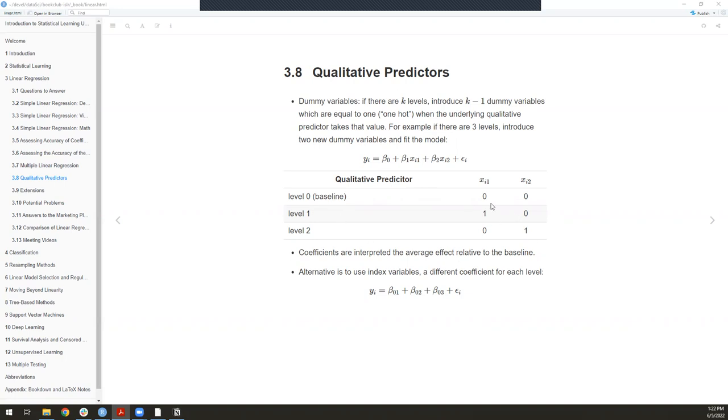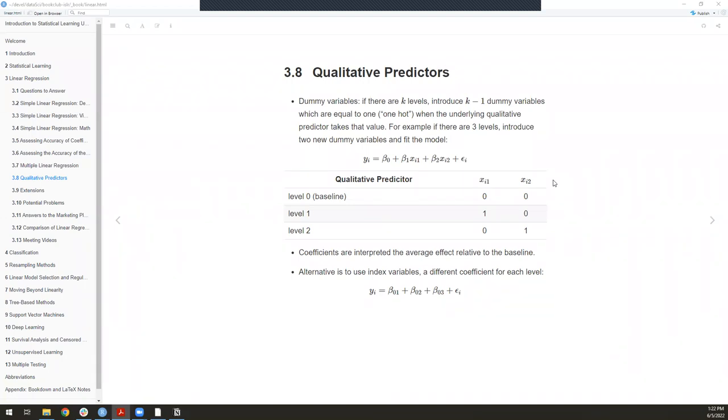and I just made a little table to help illustrate exactly how that encoding works. So the baseline is 0 0, level one would be 1 0, and level two would be, sorry, 0 1. So it's a one hot type thing. If there's more levels, you'd have more dummy variables to handle that. I thought that was all pretty straightforward.